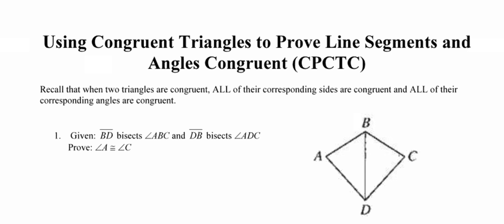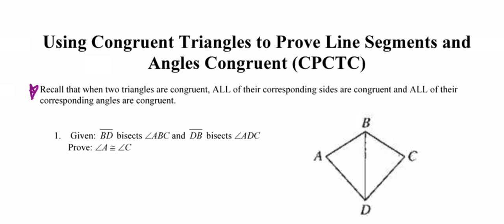In this video, the last one for this unit, we're going to discuss how you can use congruent triangles in order to show that line segments are congruent and to show that angles are congruent. And in order to do this, we're going to recall something that we learned way back at the beginning of the unit. When we first started talking about congruent triangles, we said that whenever two triangles were congruent, all of their corresponding sides were congruent, and all of their corresponding angles are congruent.